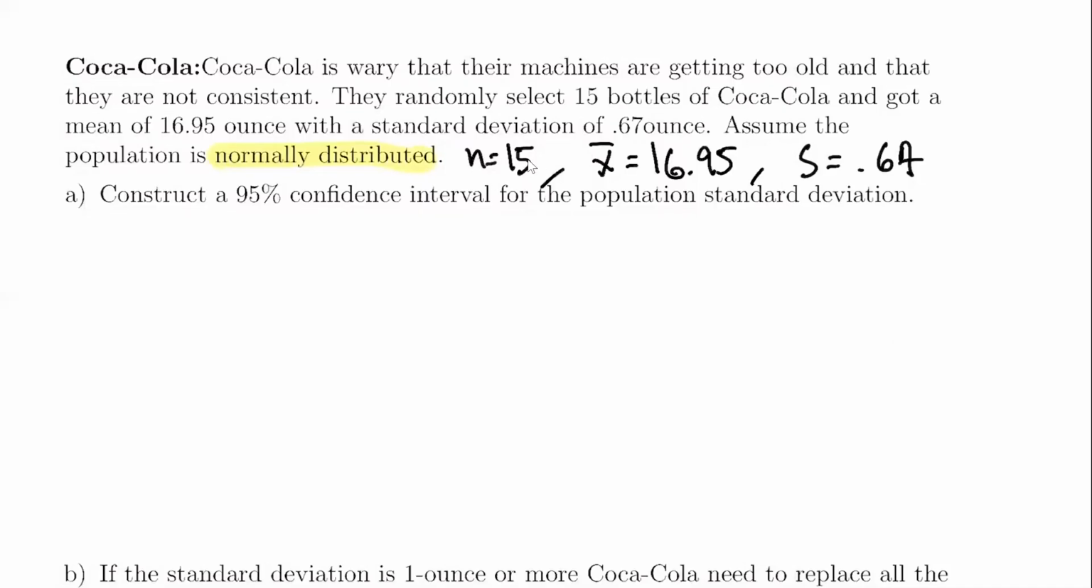So n is equal to 15, x bar is equal to 16.95, s is equal to 0.67. He also told us this is normally distributed, so all of that is good. Everybody good so far with that notation?